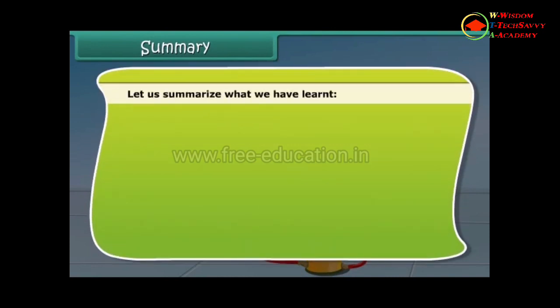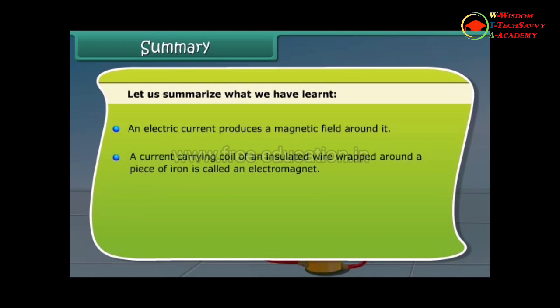Let us summarize what we have learned. An electric current produces a magnetic field around it. A current carrying coil of an insulated wire wrapped around a piece of iron is called an electromagnet. Electric bell functions on the principle of electromagnet.